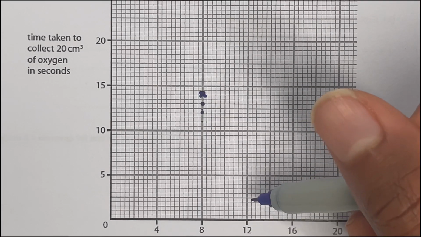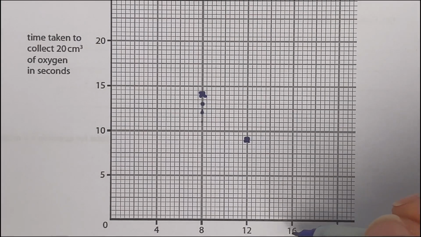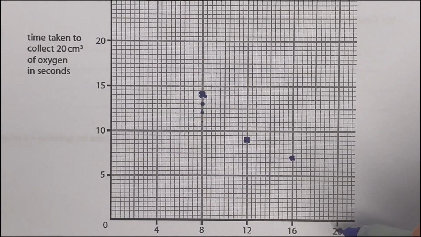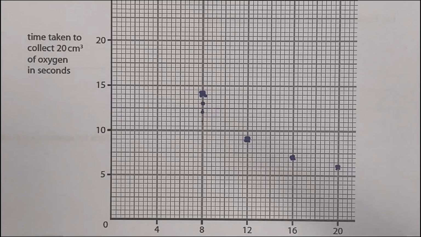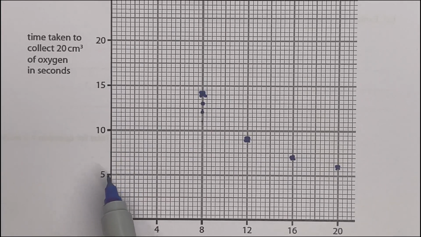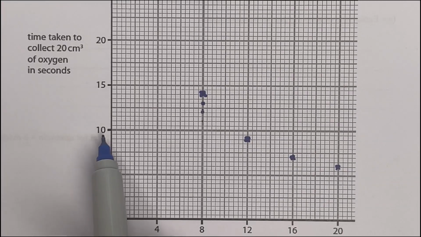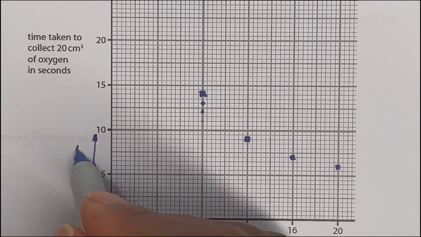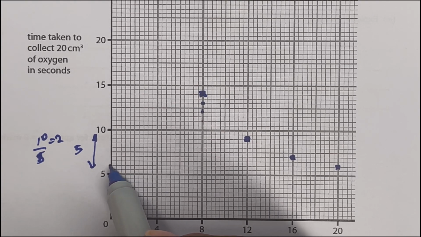And at 12, my value is 9. So 9 would be here. At 16, my value is 7. So I have 5, 6, 7. At 20, my value is 6. So this is 5, this is 6. Now, someone will ask, why am I skipping 2 boxes for my 1? This is because I have 10 boxes and this is moving up in 5s. 10 divided by 5, that gives me 1 value for 2 boxes. So 2 boxes gives me 1, and so I get 6.